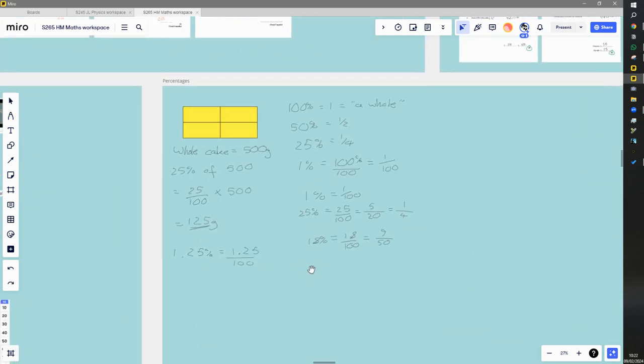So that's what we're going to have a go at today. We're going to do percentages of amounts, and we're going to do percentages changing them into fractions. And then I've set you some work on Cognito to have a go at yourself.